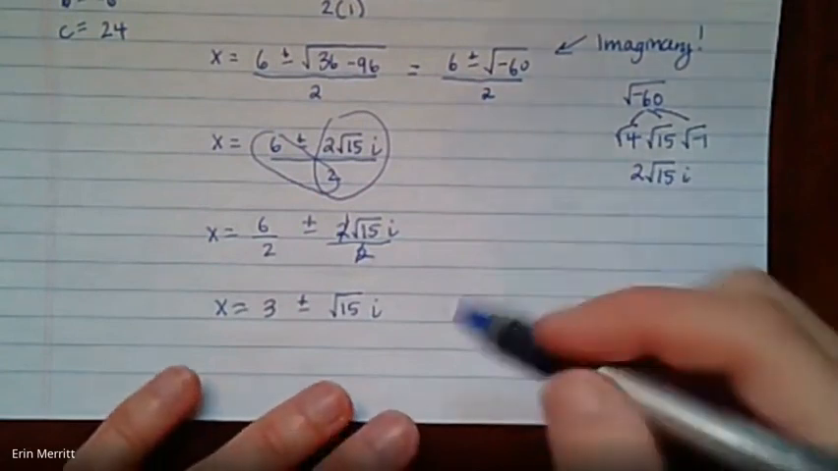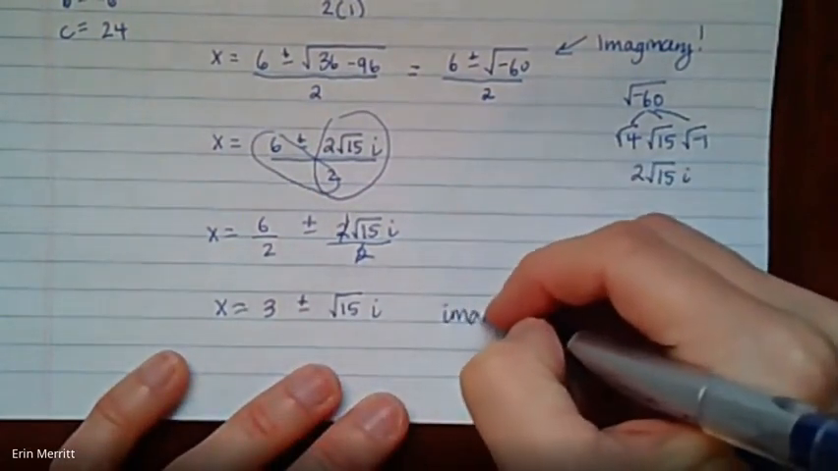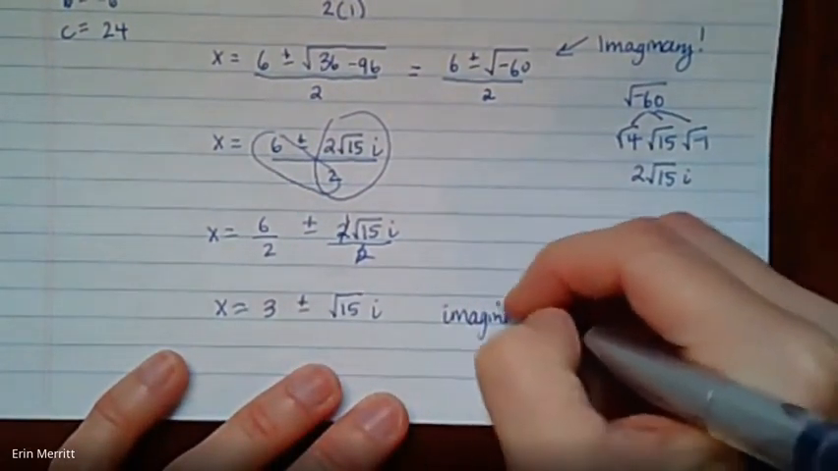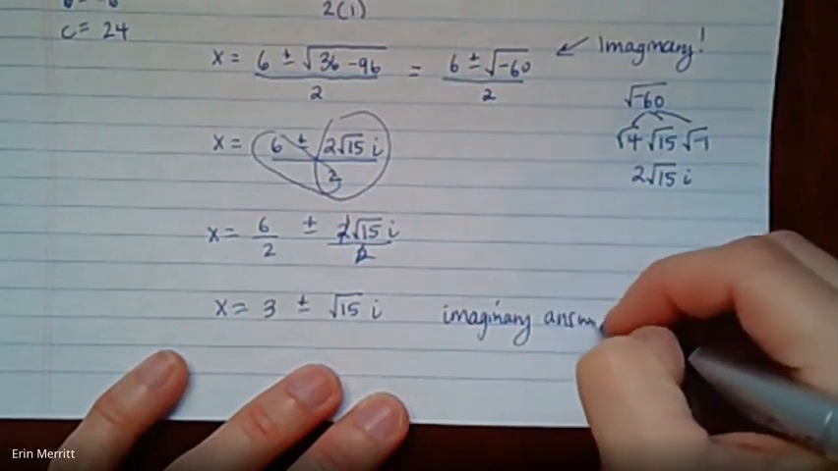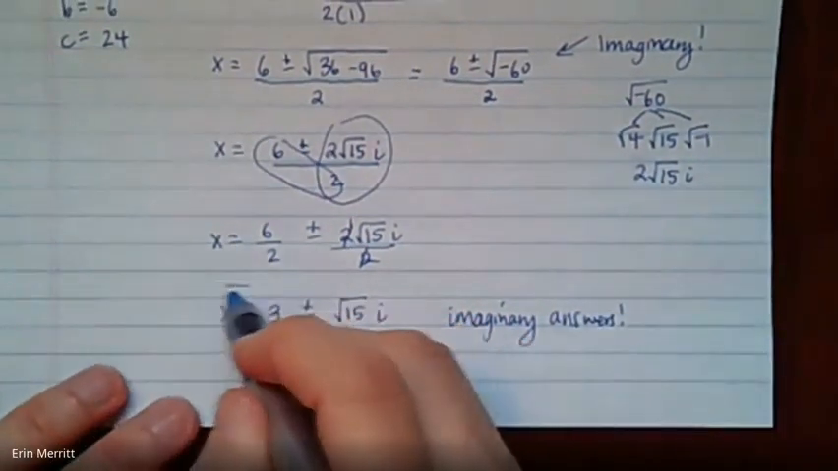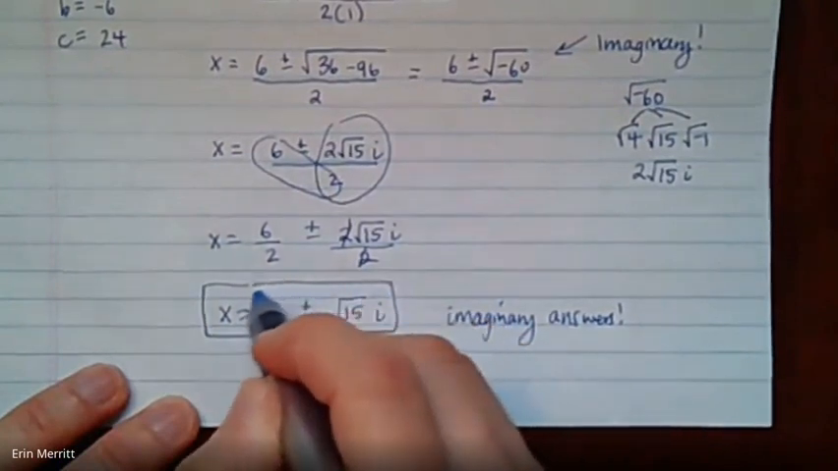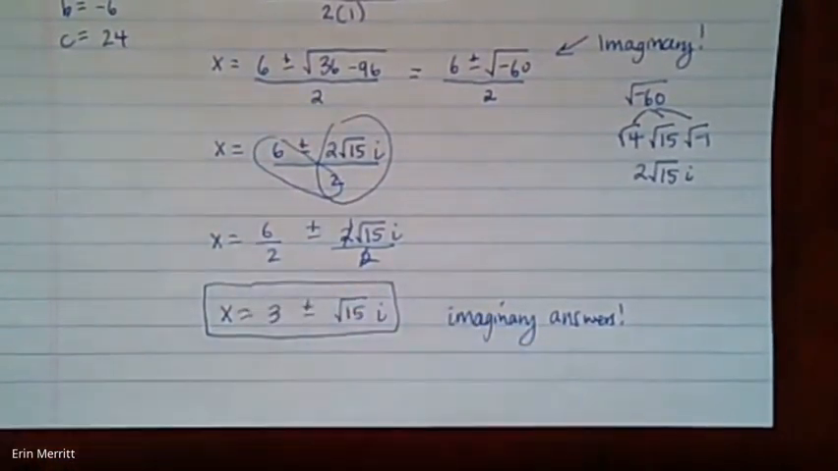All right, and how we would classify this. These are then imaginary answers. All right, which doesn't mean that it's an imaginary equation. It just means that the actual solutions are imaginary.